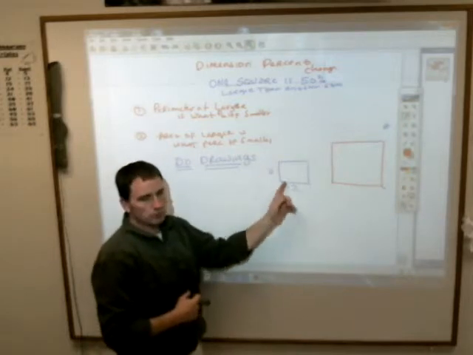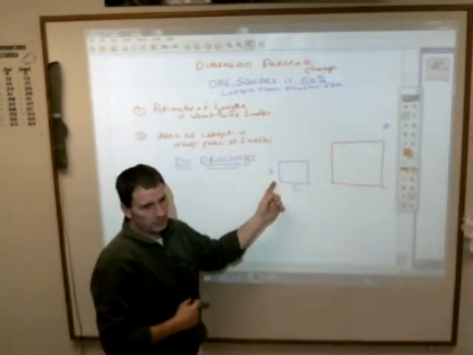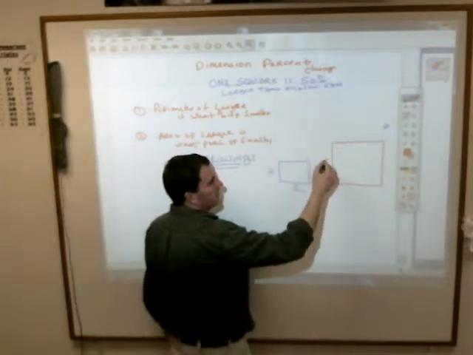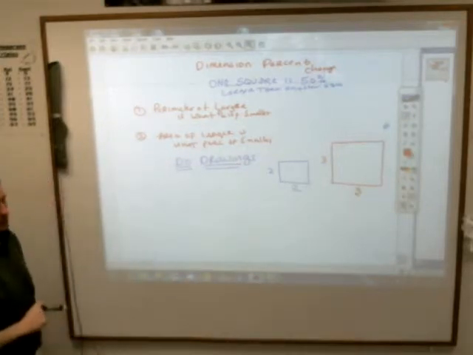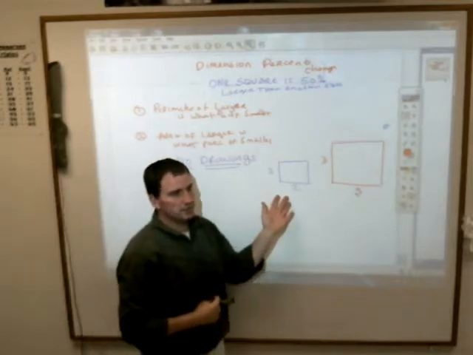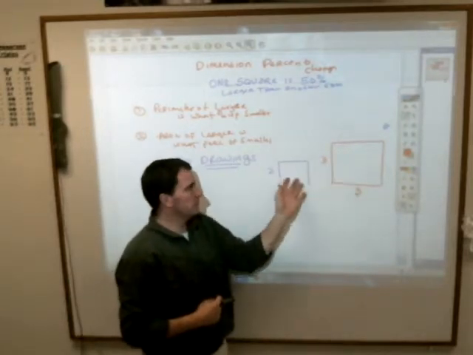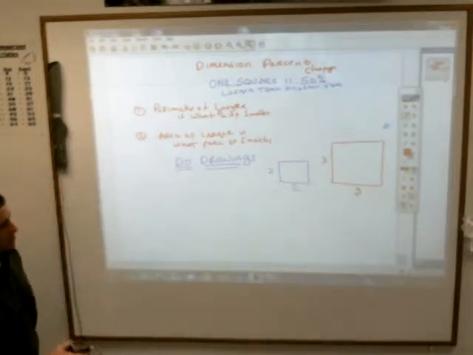So if I have 2, what's 50% of 2? What's half of 2? 1. So you take 2 plus 1, your new square is 3 and 3. Understand that? If it would have been a 100% increase, it would be 4 and 4. 200% would be 6 and 6. Okay, so now you've got your two squares that you're going to work with here.